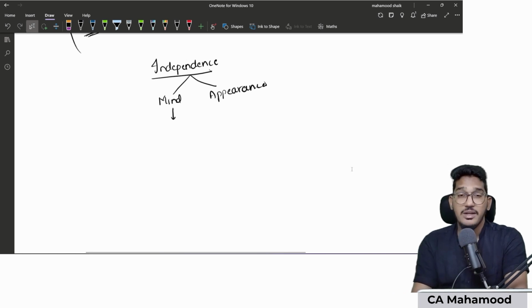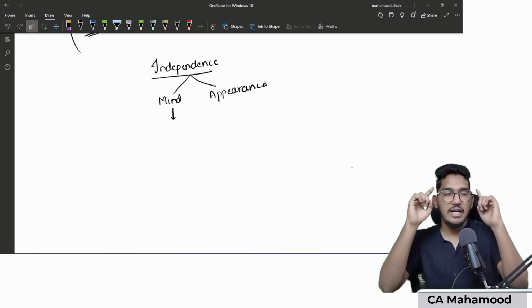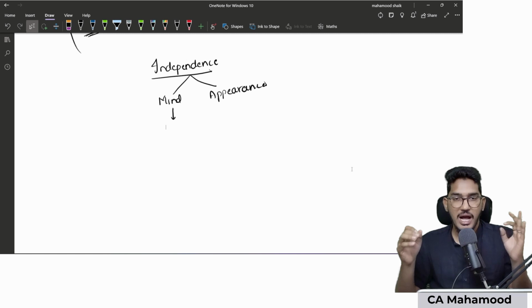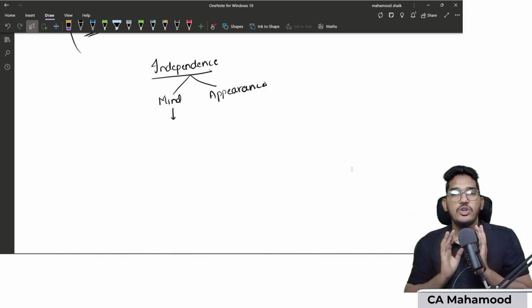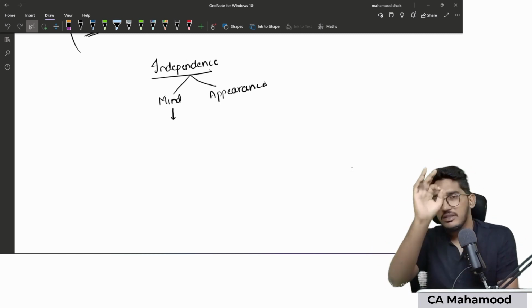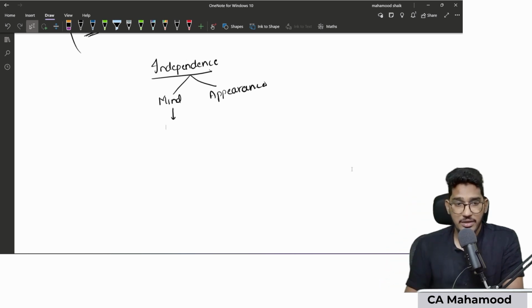Independence of mind means what? It is a state of mind. It is an agreement of mind. If I agree in my mind to act independently, if I am making a decision in my mind, I am doing audit of this client, I will not show any kind of bias. I will not change my decision according to other person's wishes. Whatever I feel is correct, that only I will say. So if I made a state of mind, an agreement of my mind to act independently, that we call independence of mind.